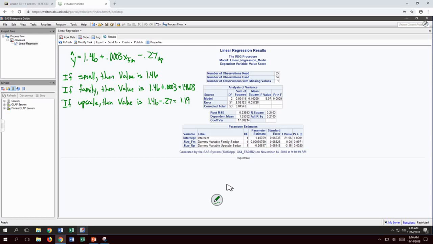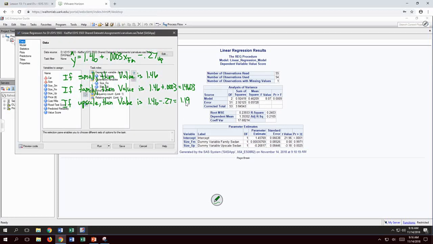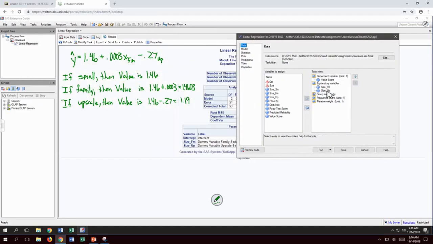So here, because I think having the size of car is really important, this is what I did. This is having family sedan and upscale sedan in my model. But here's my next question. We're still all talking about dummy variables. If I decided, let's make upscale sedan my control group, then I'm going to take out upscale sedan, and I'm going to add the small sedan.